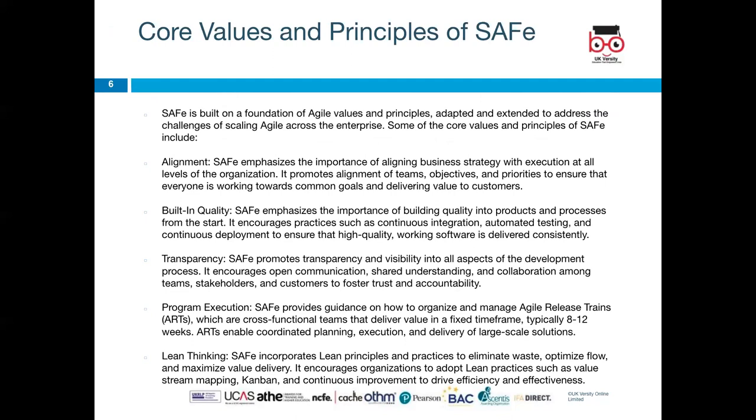SAFe is built on a foundation of values and principles, and these include alignment, built-in quality, transparency, program execution, and lean thinking. What is alignment? Obviously, it emphasizes the importance of aligning business strategies with execution at all levels of the organization. So every team member must align. And it's not about the team alone. Objectives must align and priorities must also align. This is to ensure that everyone is working towards common goals and delivering value to the customer. So everything you're doing must align to common goals. You can't be doing what is different from the goal and objective that was set out.